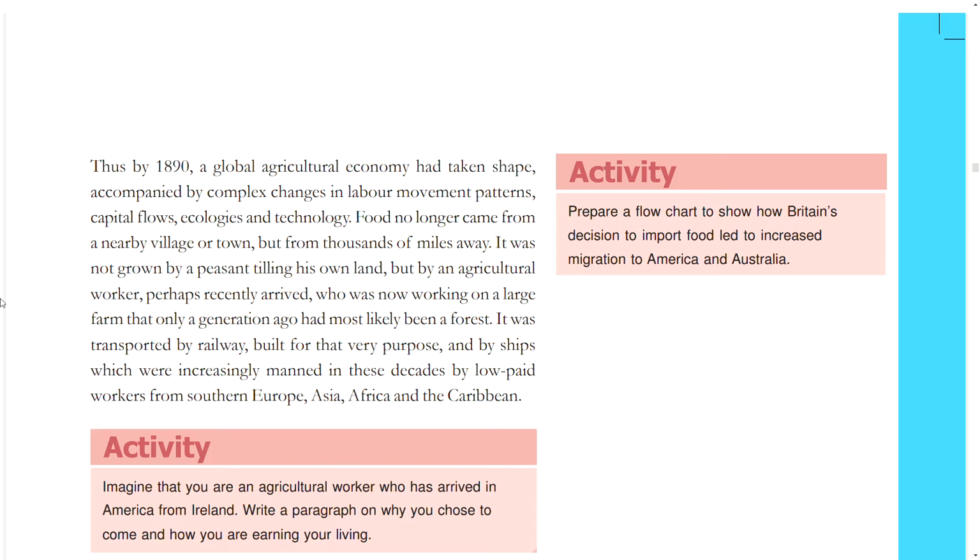It was not grown by a peasant tilling his own land, but by an agricultural worker, perhaps recently arrived, who was now working on a large farm that only a generation ago had most likely been a forest. It was transported by railway, built for that very purpose, and by ships, which were increasingly manned in these decades by low-paid workers from Southern Europe, Asia, Africa, and the Caribbean.